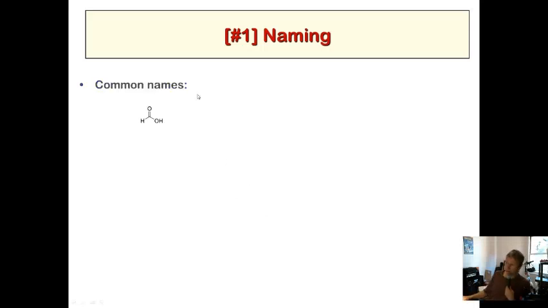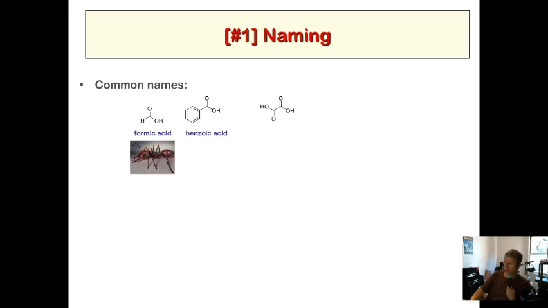Common names. Okay, so these are commonly found simple carboxylic acids. We just saw acetic acid. What's one carbon less? Maybe it's formic acid, and this is the ant poison formic acid. This again we called benzene with the carboxylic acid, benzoic acid. This one we see from time to time is oxalic acid.